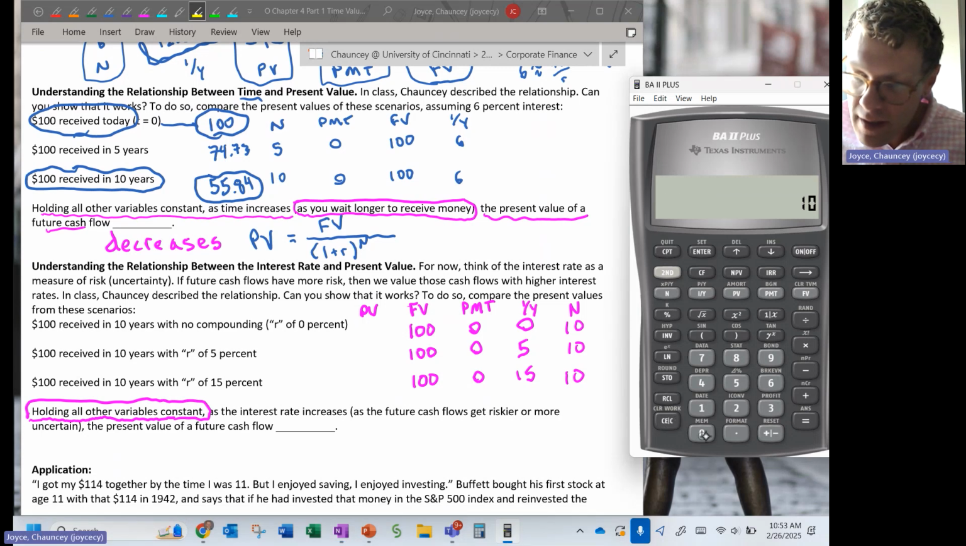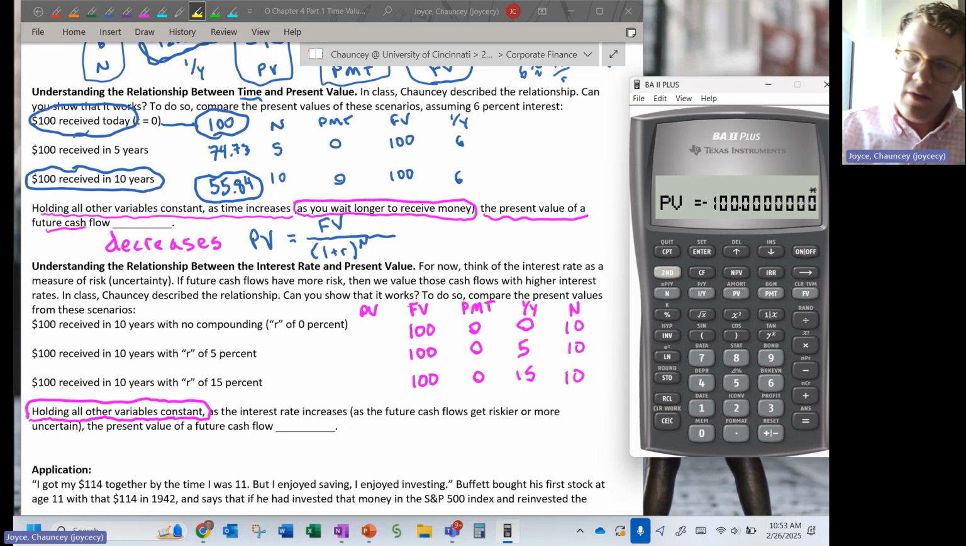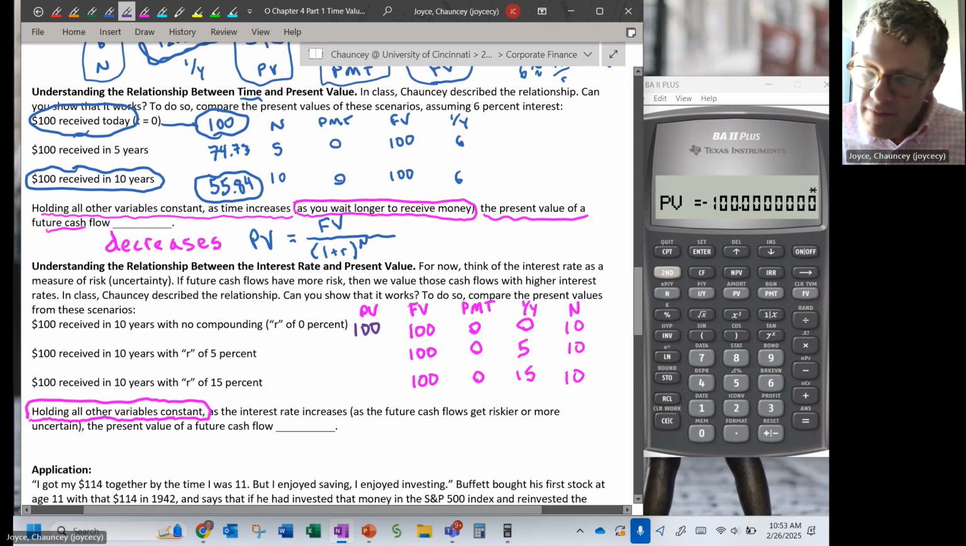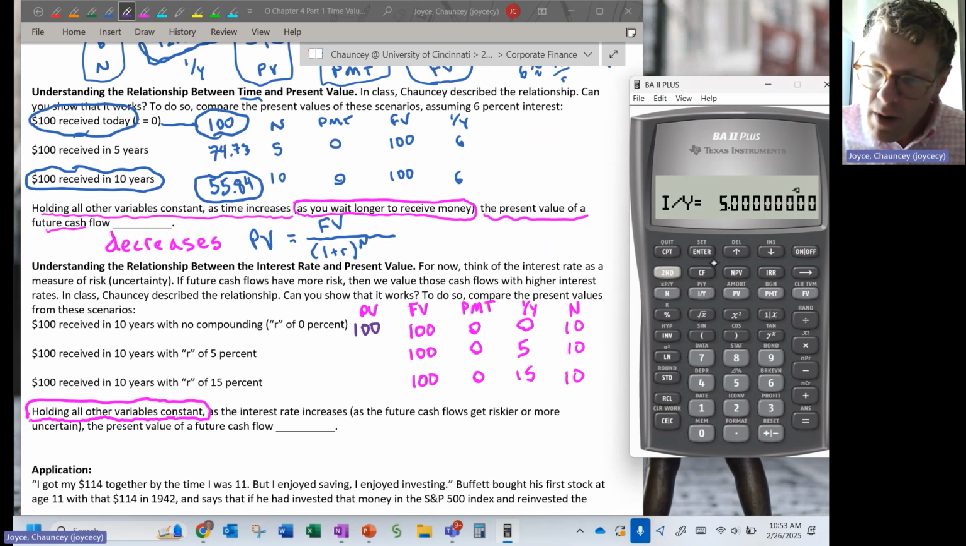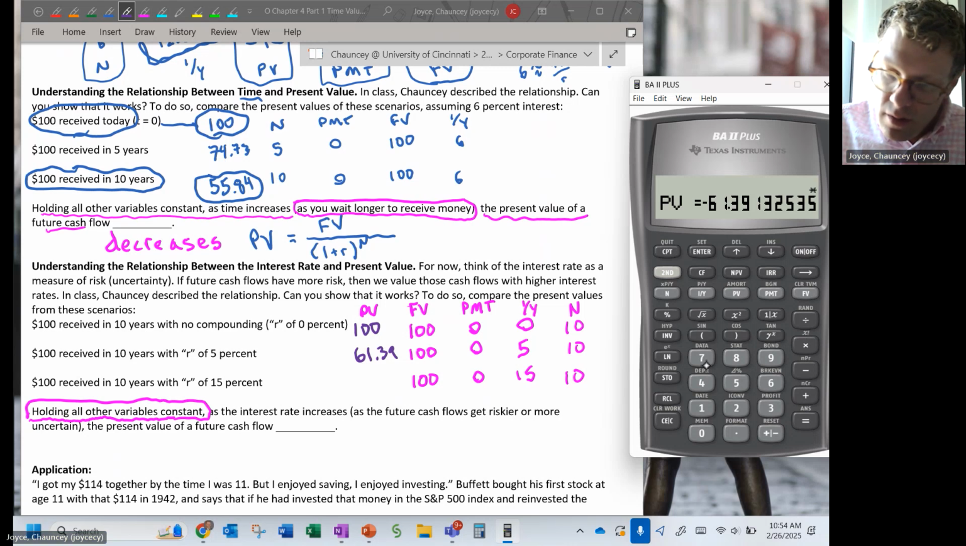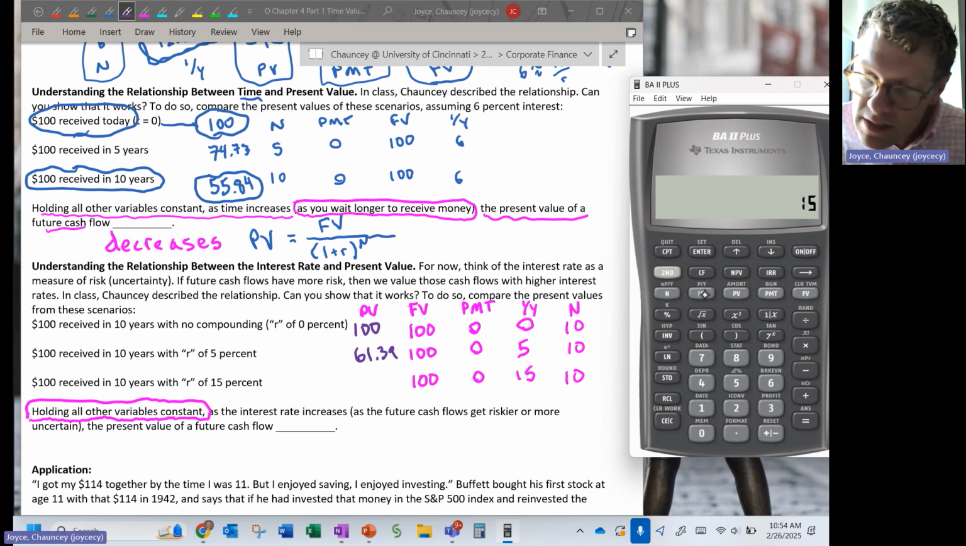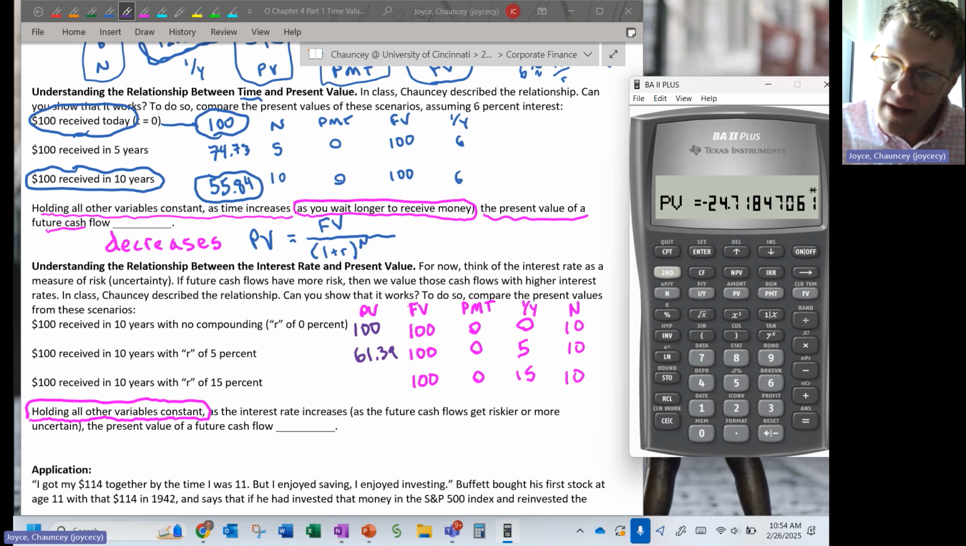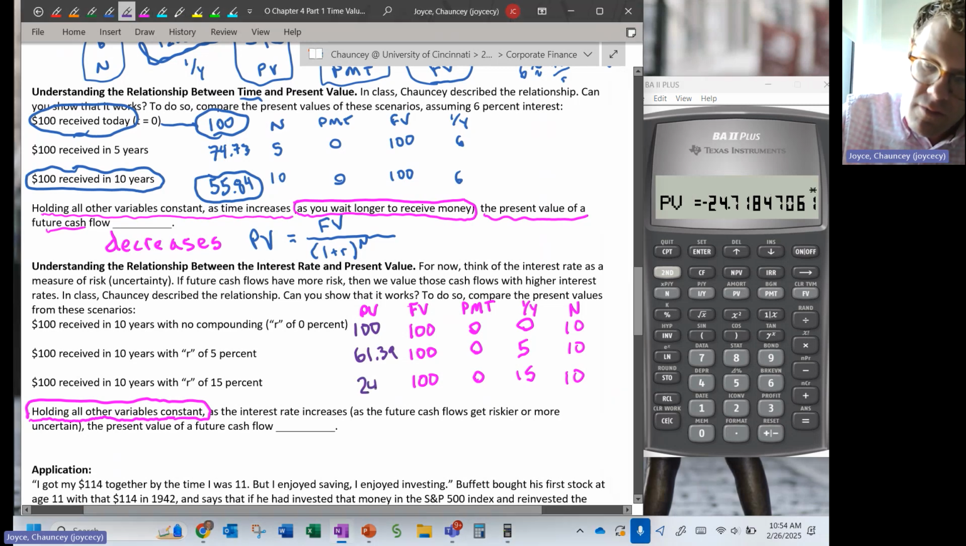So let's do the first one, a future value of 100 with no payment at 0 rate and 10 years. We'll compute for that present value. There's no discounting or anything there. The discount rate was 0, so we're left with 100 present value. Now 5, and now that is your I/Y rate, and we'll compute in the upper left our new present value. It's 61.39, and now we will change the rate to 15 and compute for a new present value, and it's all the way down to 24.72.